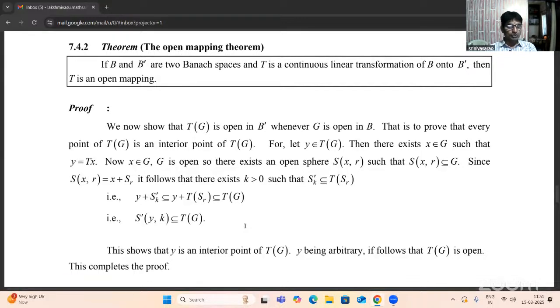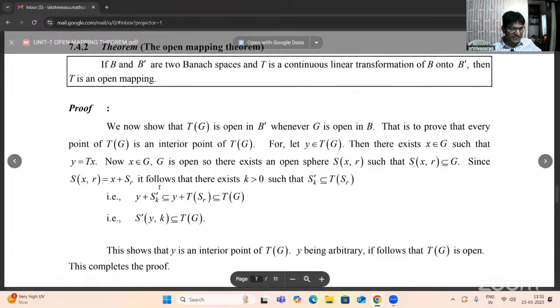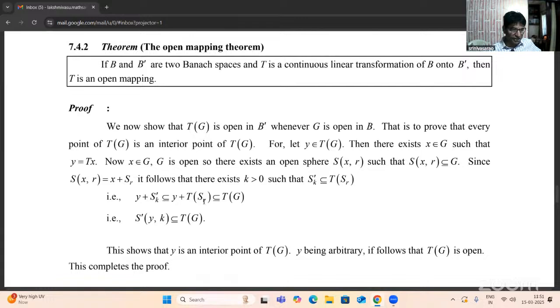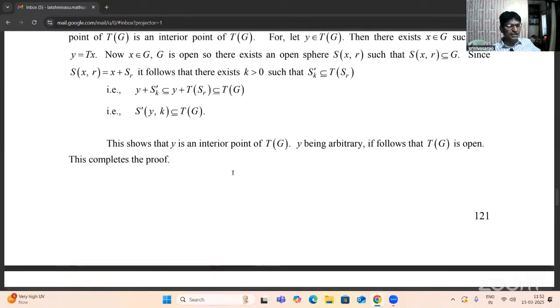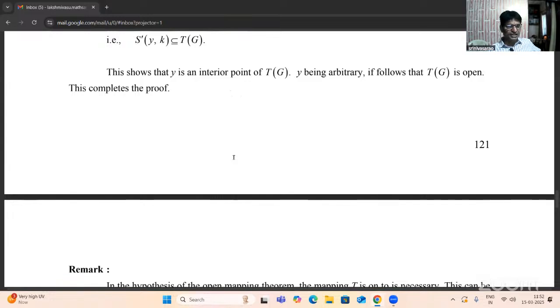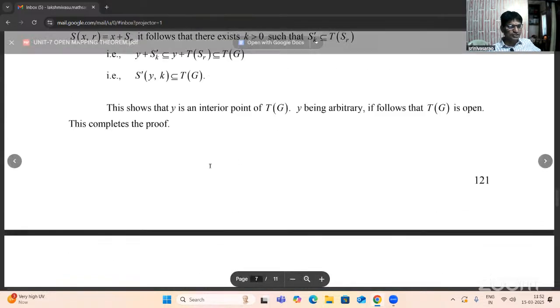Okay, so listen carefully, I have to repeat here. Y plus S_k' is contained in y plus, replacing S_k', it is contained in T(S_r). So S_r is also contained in capital G. So S'(y, k) is contained in T(G). So small y is an interior point of T(G) here. T(G) is open. So that is the simple proof in the examination.